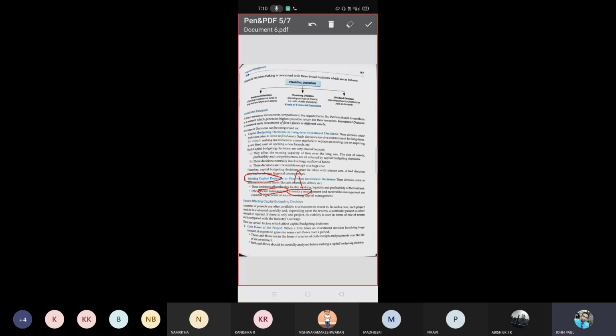Okay, then receivables management. What do receivables mean? The amount receivable after sales. So these are all crucial. We need to be very careful and cautious in working capital decisions, even though it is not a huge cost. Capital budgeting is a huge cost, but even though this is not a huge cost, it will affect the business. So this is about investment decisions.